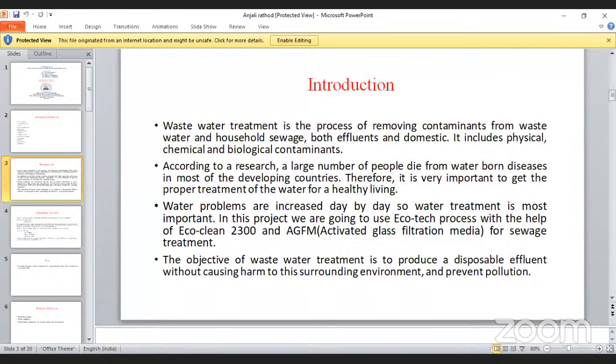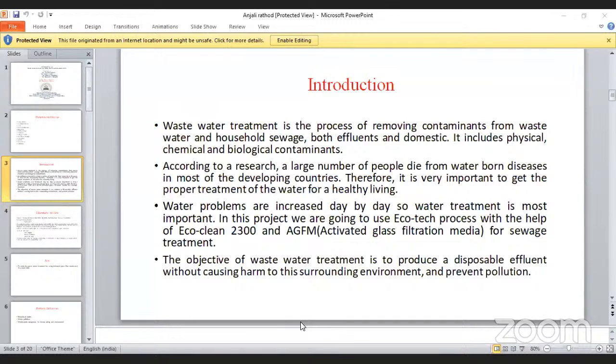Introduction. Wastewater treatment is the process of removing contaminants from wastewater and household sewage, both effluents and domestic. It includes physical, chemical, and biological contaminants. According to research, a large number of people die from waterborne disease in most developing countries. Therefore, it is very important to get proper treatment of wastewater for healthy living. Water problems are increasing day by day, so water treatment is most important.